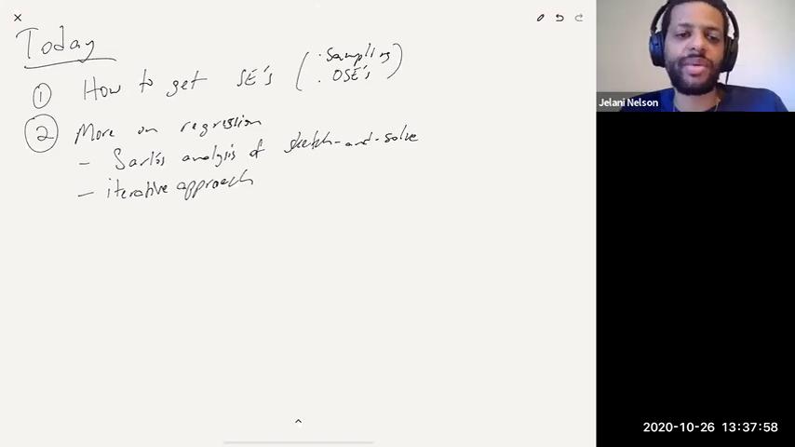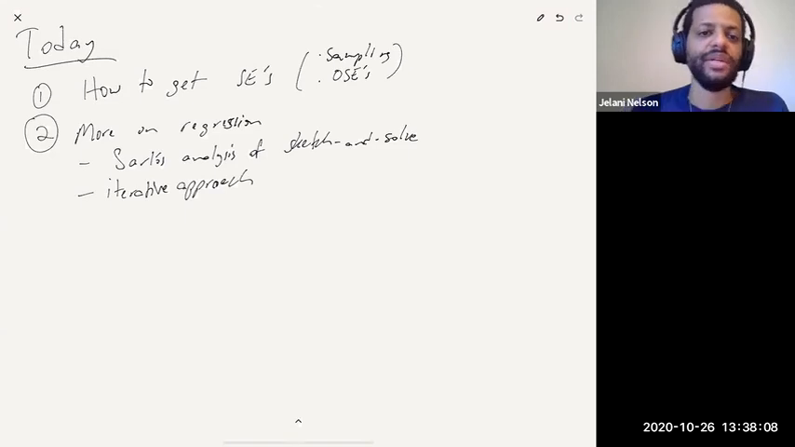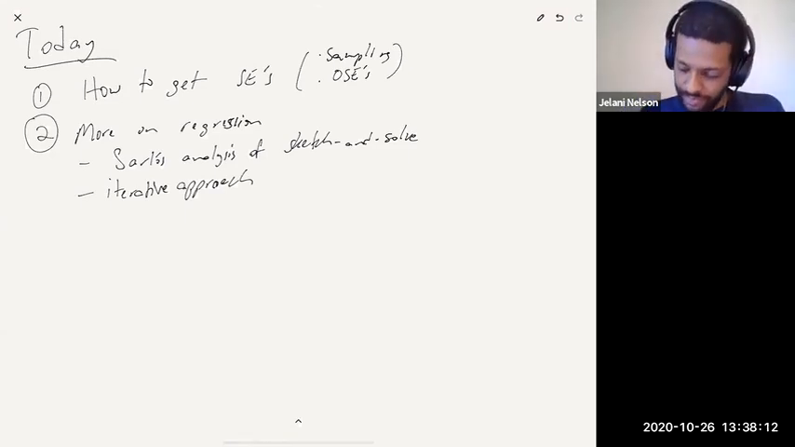And the other thing I'm going to talk about is a non-sketch and solve approach, namely an iterative approach using preconditioners. And then we're going to be done for today, and we're going to continue on Wednesday with more linear algebra stuff. So let's start off with item one, which is how to get subspace embeddings.